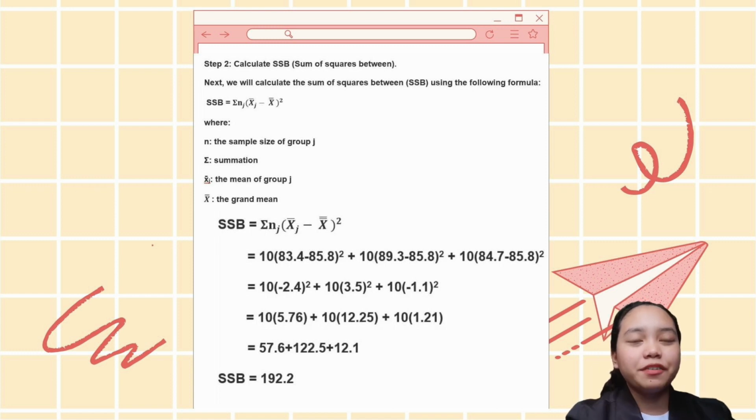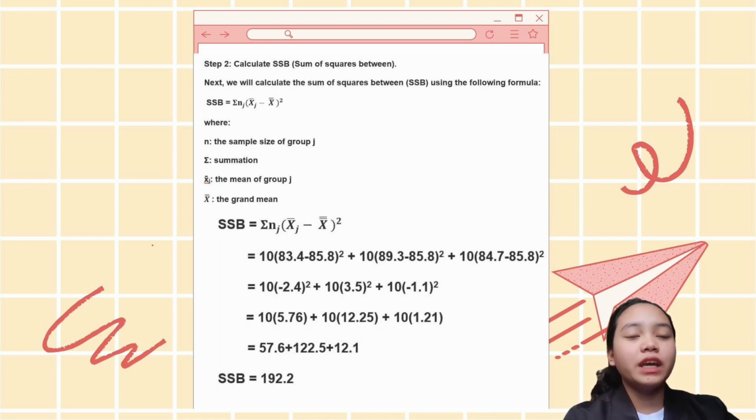We will substitute the following. n equals 10, open parentheses, the group mean of group 1, 83.4, minus the grand mean, 85.8, close parentheses, squared, plus group 2: n equals 10, open parentheses, the group 2 mean, 89.3, minus the grand mean, 85.8, close parentheses, squared, plus group 3: n equals 10, open parentheses, 84.7 minus 85.8, the grand mean, close parentheses, squared.